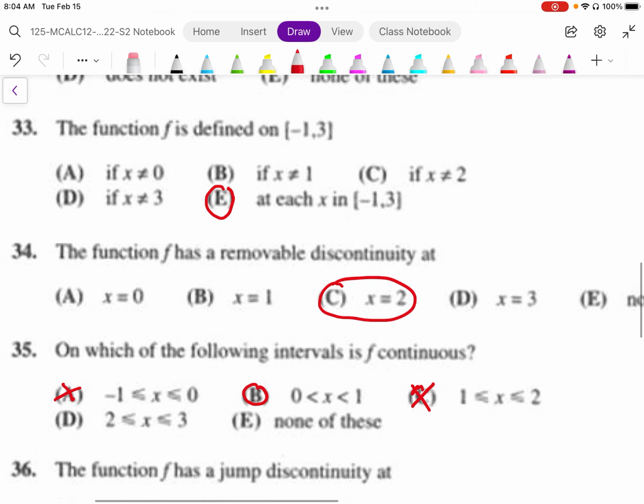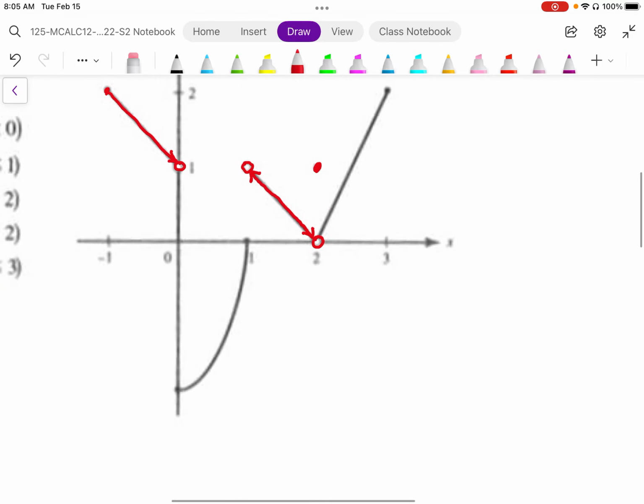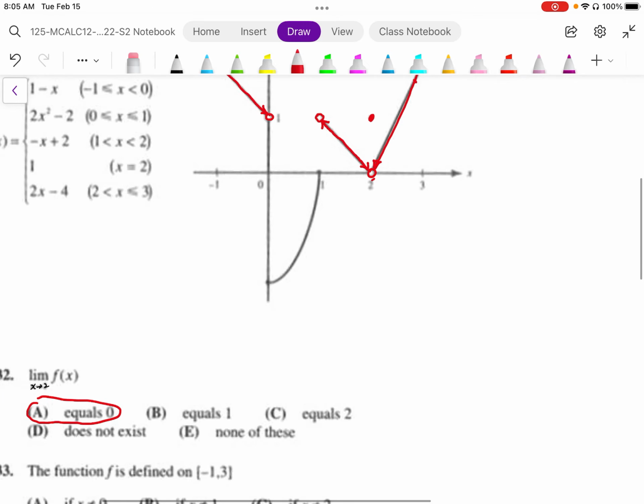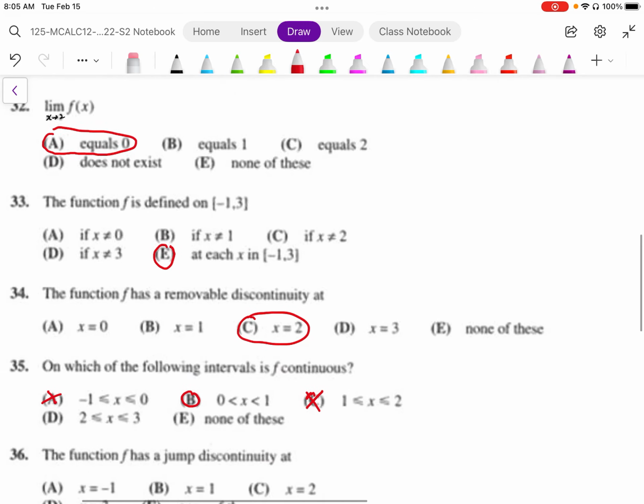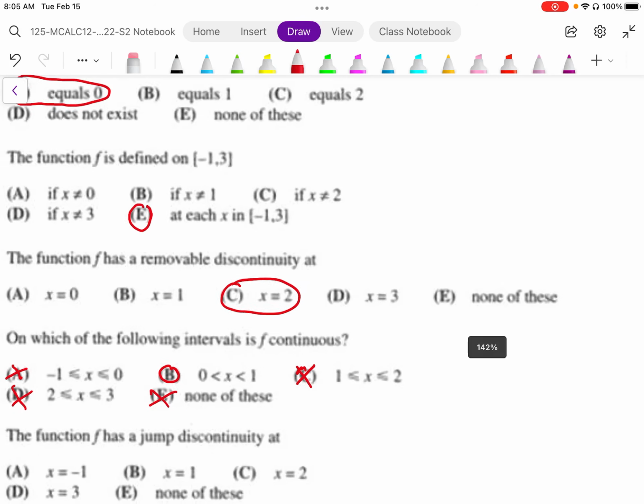For D, it's the same issue. It's equal to 2 and equal to 3. So if I take a look at this, that's fine here because that endpoint is defined from this side, but it's not defined from this side, so that becomes a problem. It's not continuous at the endpoint of x equals 2. So then we have to eliminate that. And the answer is B, so we get rid of none of these.